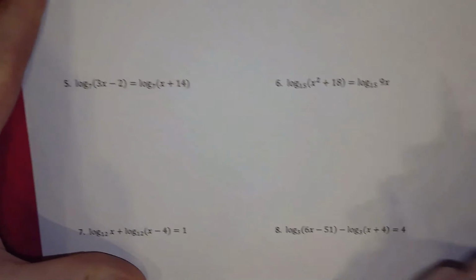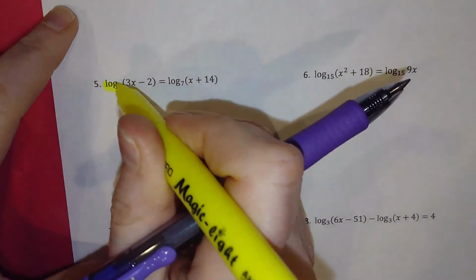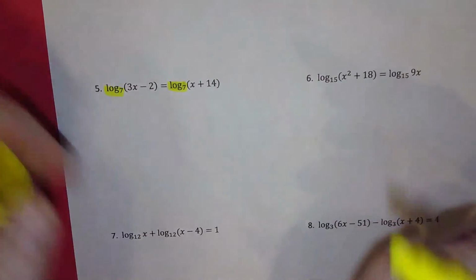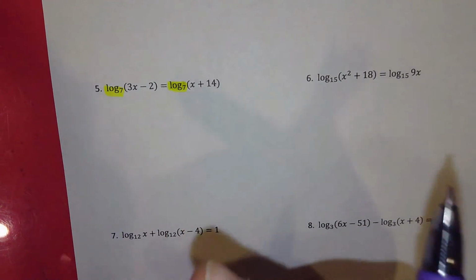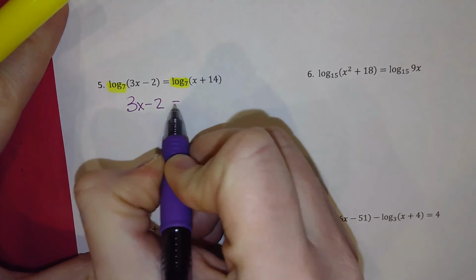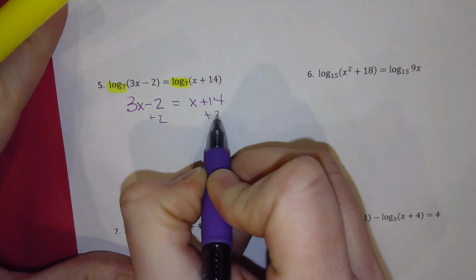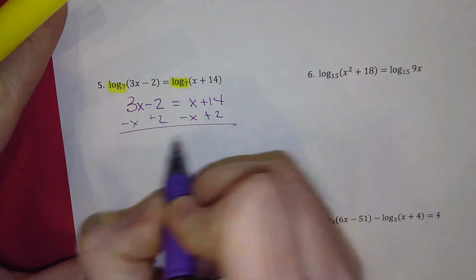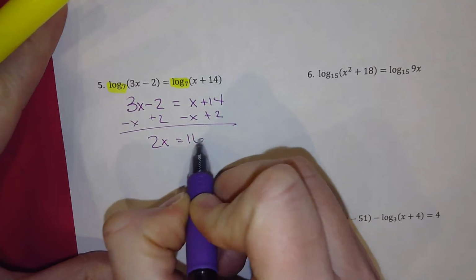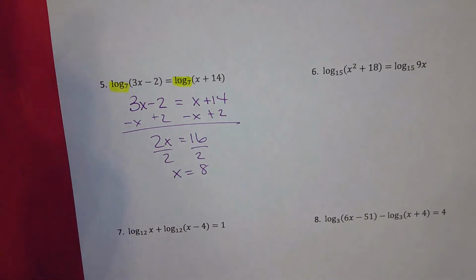So the first thing we're going to do is look at the logs. I have the same base. I have a log 7 here and a log 7 here, which means whatever comes after log 7, I'm going to set equal to each other. So I have 3x minus 2 equals x plus 14. Add 2, minus x, 2x equals 16. Divide by 2, x equals 8.